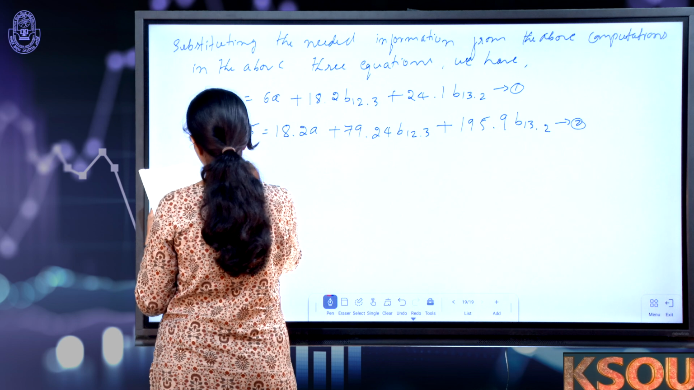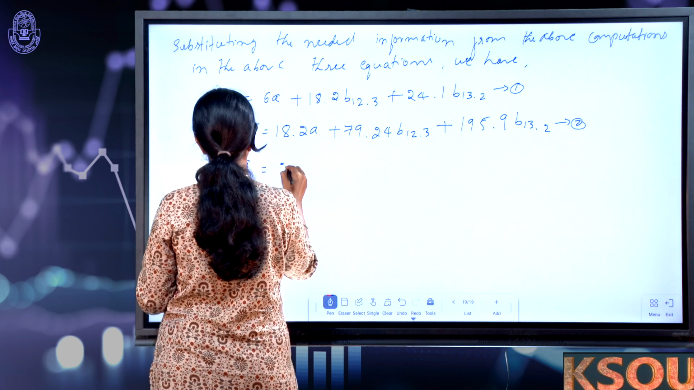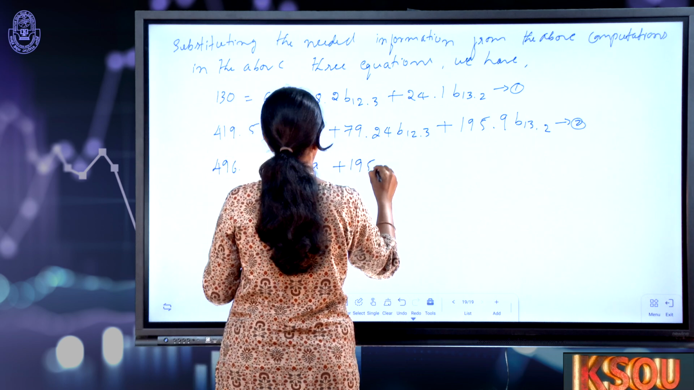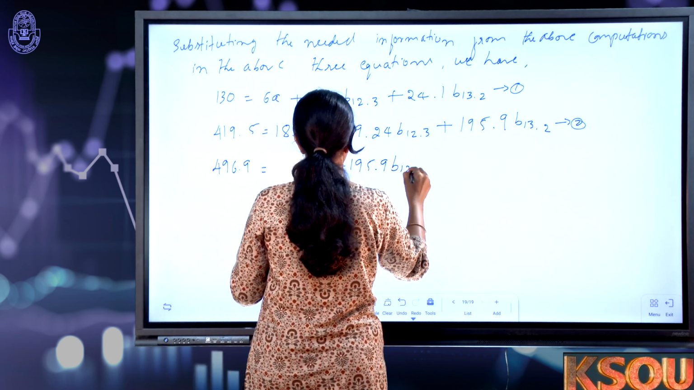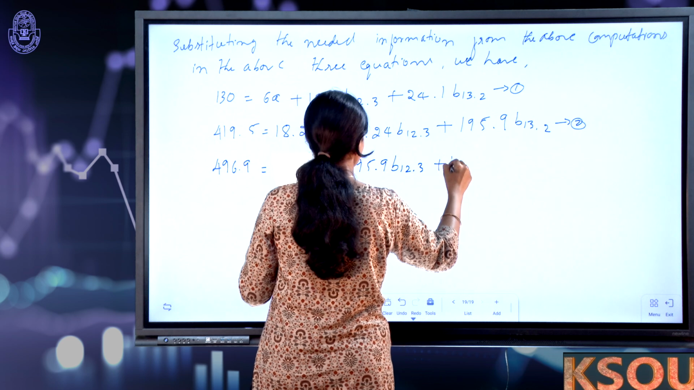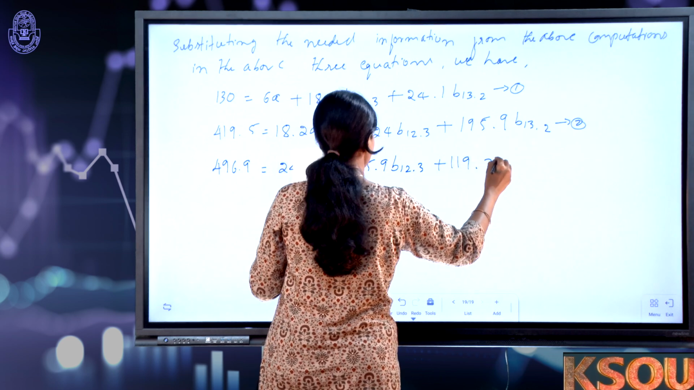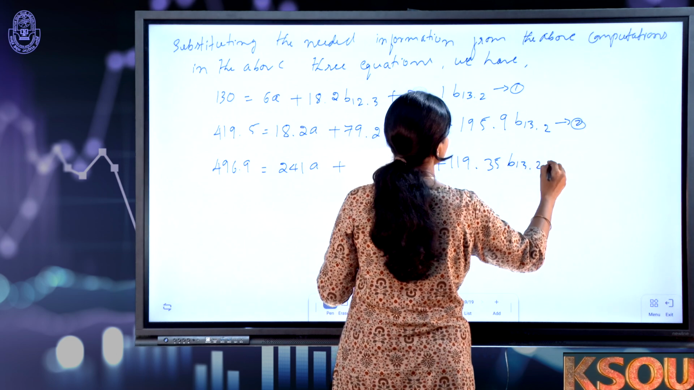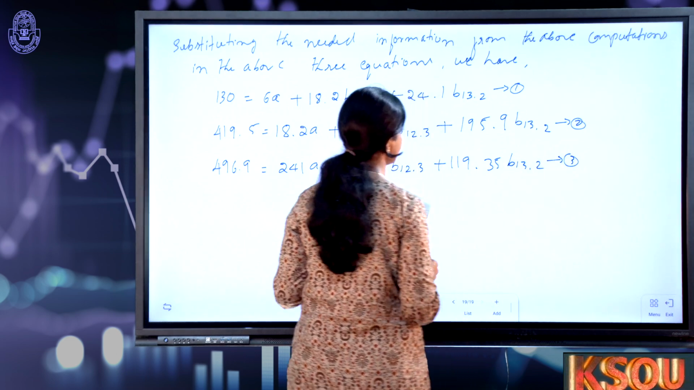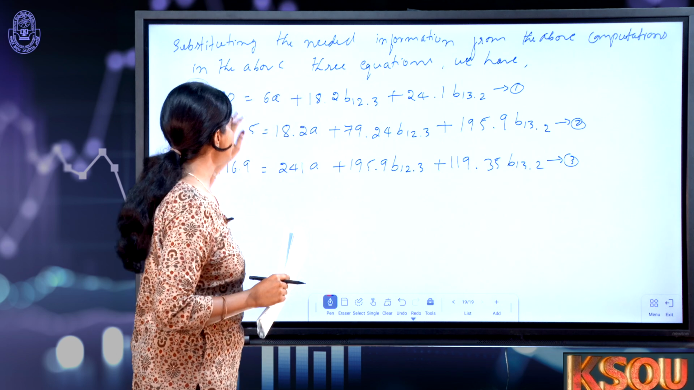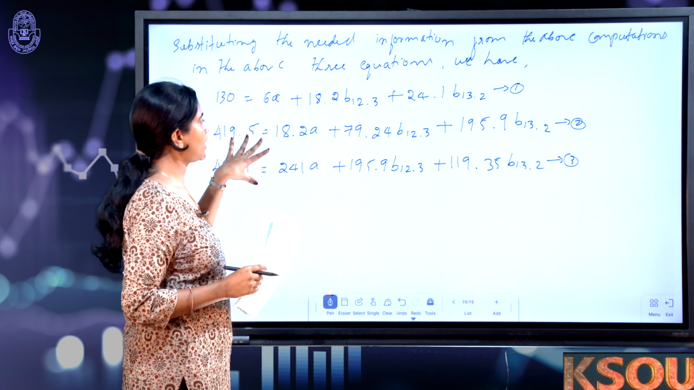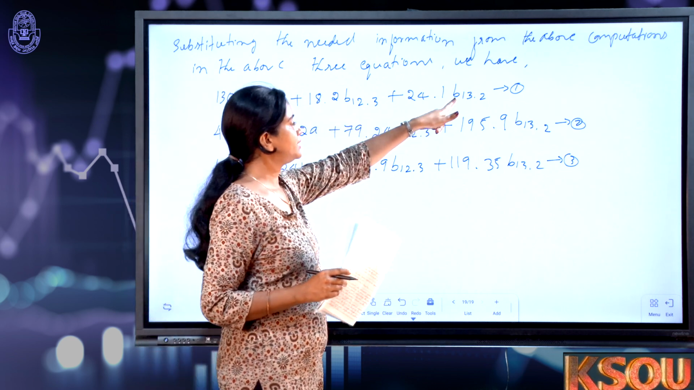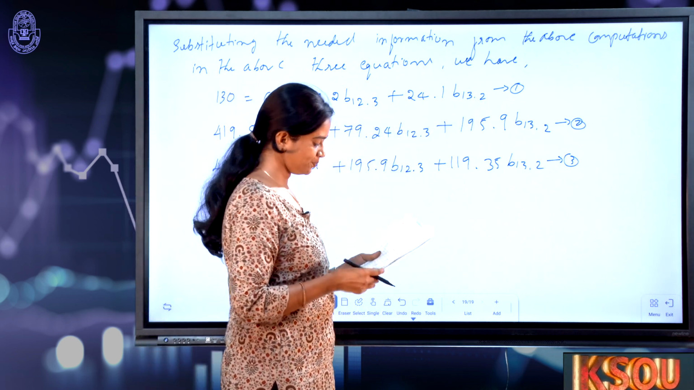Then 496.9 is equal to 24.1a plus 195.9 b12.3 plus 119.35 b13.2. Call it as equation 3. Now you will have to solve these three equations in order to get the constant values, that is a, b12.3, then b13.2.